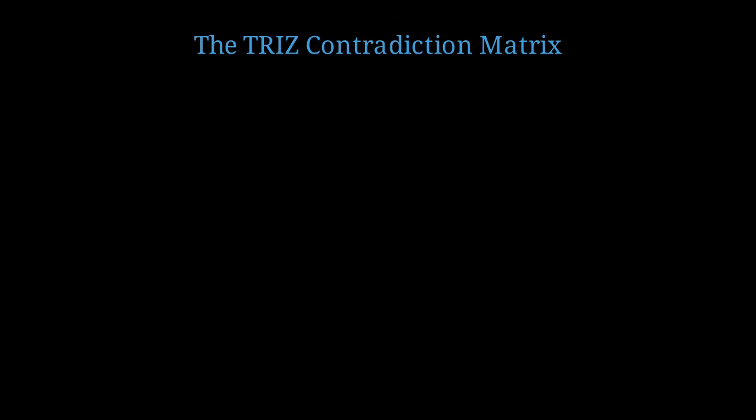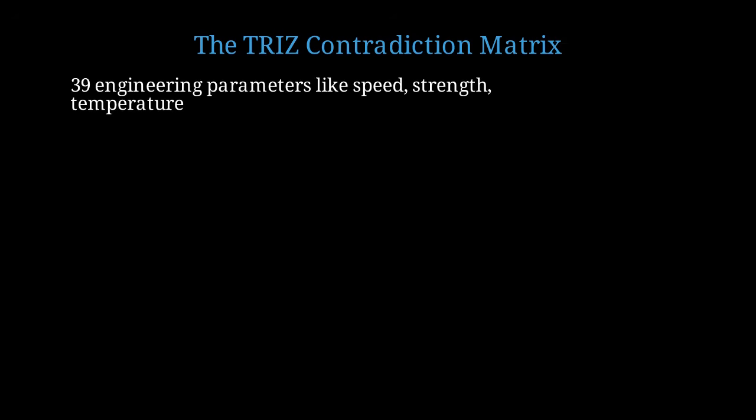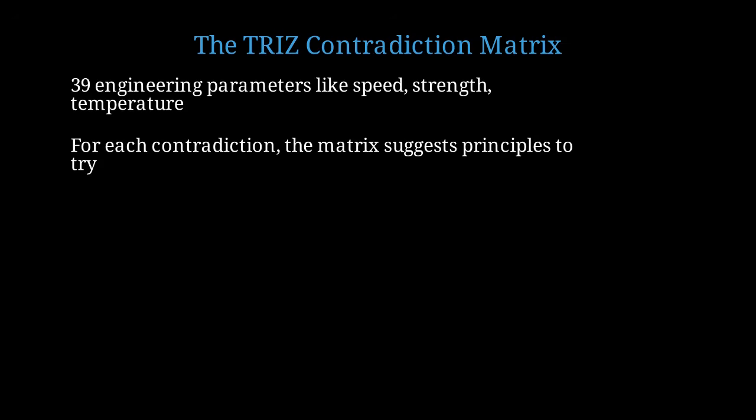TRIZ provides a systematic tool called the contradiction matrix. It's a 39 by 39 table that maps improving parameters versus worsening parameters. There are 39 standard engineering parameters, things like speed, strength, temperature, reliability, manufacturing complexity, and so on. When you have a contradiction where improving parameter A worsens parameter B, you look up that cell in the matrix. It suggests which of the 40 principles are most likely to resolve that specific contradiction.